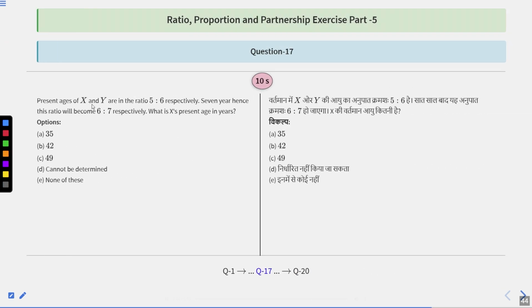The next question: the present ages of X and Y are in the ratio 5:6 respectively. 7 years hence, the ratio will become 6:7 respectively. What is X's present age in years? You have 5 options and 10 seconds to solve this question. Your time starts now.